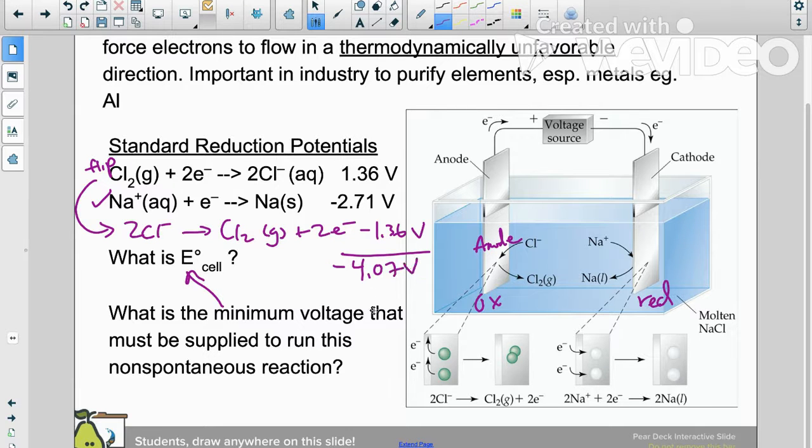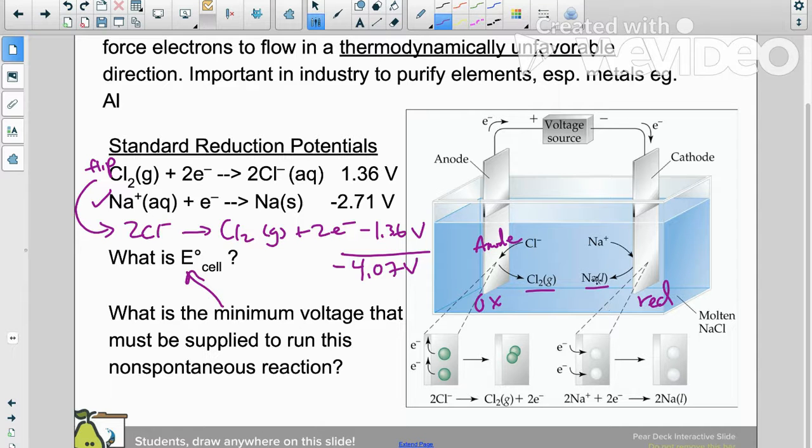4.07 volts. Okay, so at minimum, to run this reaction producing chlorine gas and sodium liquid metal, you'd have to put in at least -4 volts. Now, we're doing this in order to purify some pure sodium. Also, we can obtain chlorine gas from this reaction, okay? In the opposite direction, we would only get the aqueous ions, okay? And that's not what we want, right?